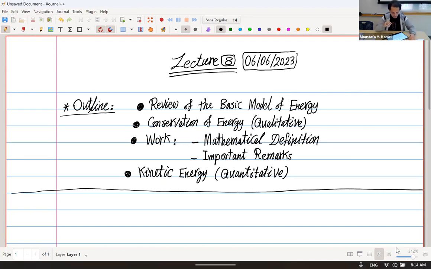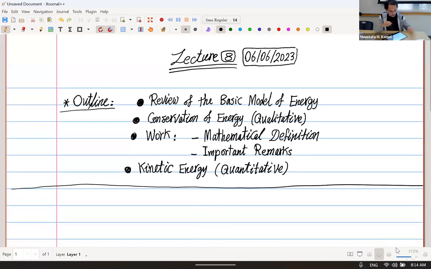Okay, I think we can get started now. Today we're just going to review the basic model of energy, what we did last time, and we're going to go over conservation of energy. We started it last time, but it was very quickly at the end. So we're going to go over it in detail for a qualitative discussion.